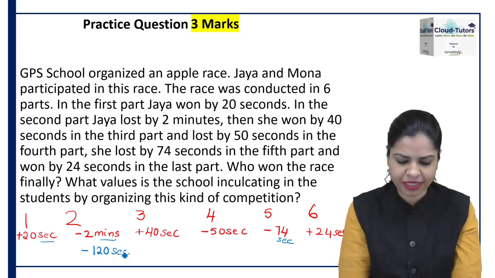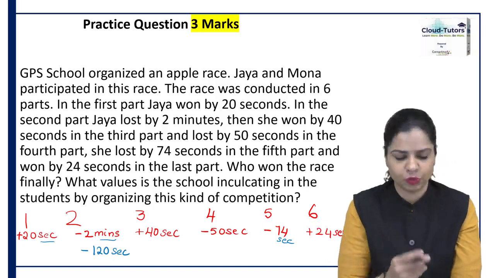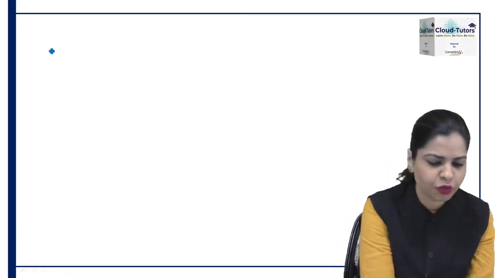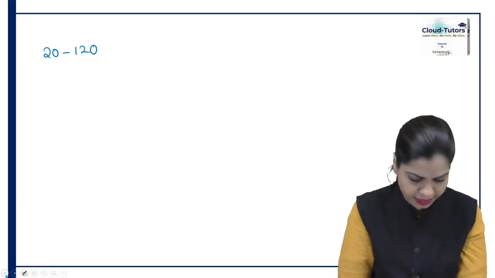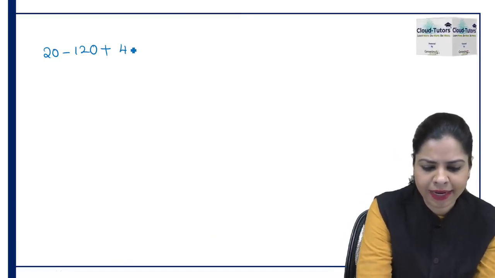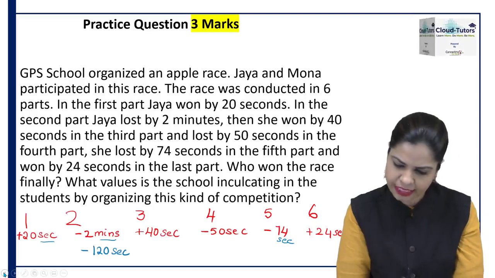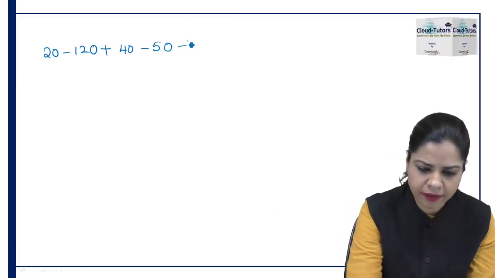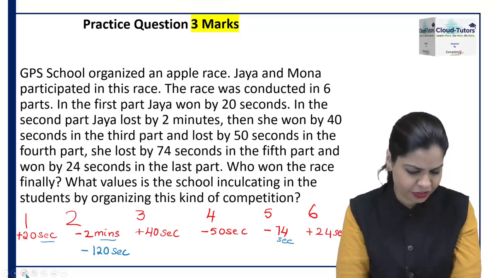Now that everything is in the same unit, let's add them because we have to check who won. So let's see. 20 minus 120 and plus 40, minus 50, then minus 74, and then plus 24.